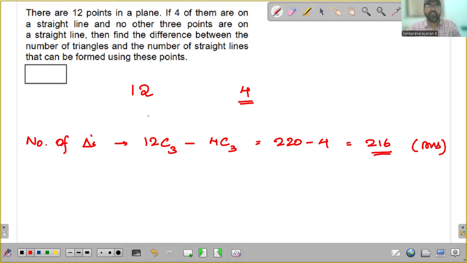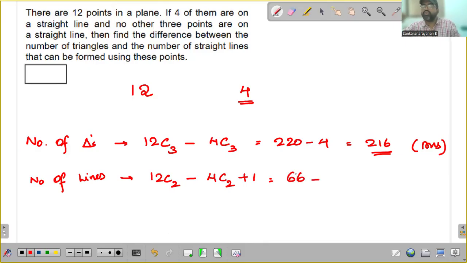In the same way, the number of straight lines that can be formed will be 12C2 minus 4C2 plus 1. And that will be nothing but 12C2, which is 12 into 11 by 1 into 2, coming as 66, minus 4C2, which is 4 into 3 by 1 into 2, that is equal to 6, plus 1. I can say this results in 61. Okay, that many lines you can form.